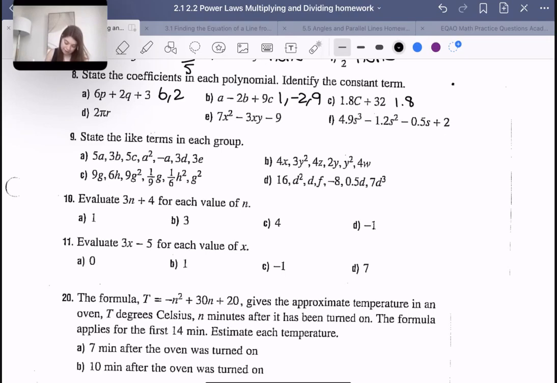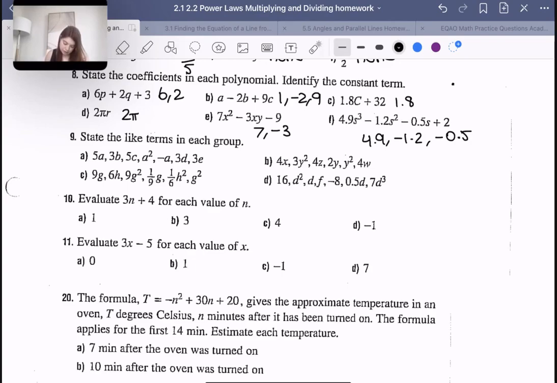How about for D? We have 2 pi r, so 2 pi would be the coefficient. And then for E, it would be 7 and -3, but not 9, because 9 is a constant. And for F, we would have 4.9, -1.2, and -0.5 as the three coefficients, but not 2, because 2 is a constant. Okay, awesome.